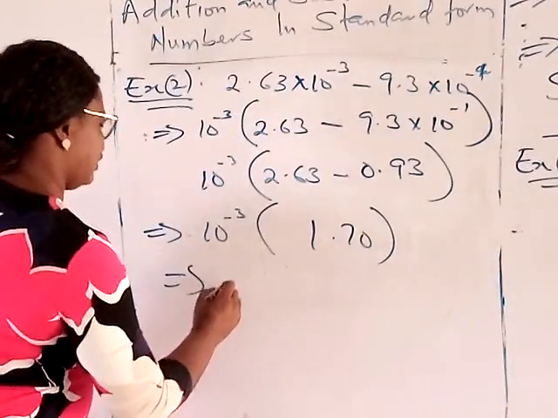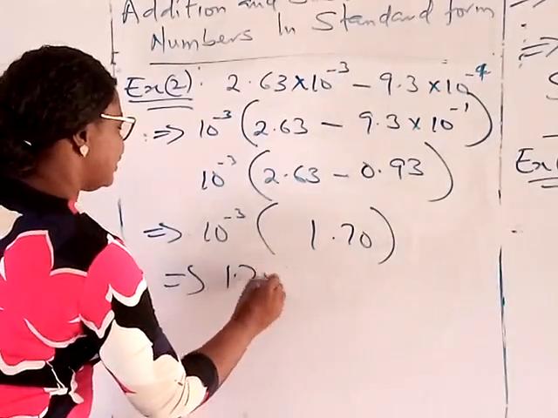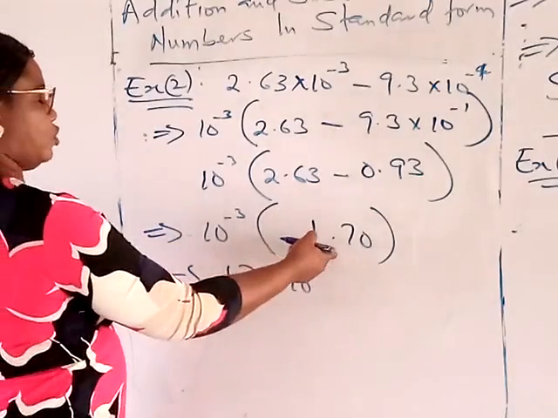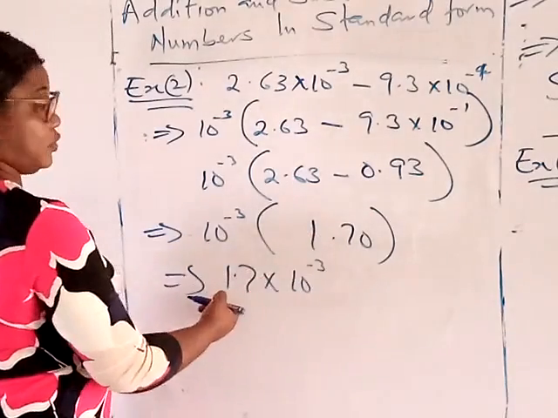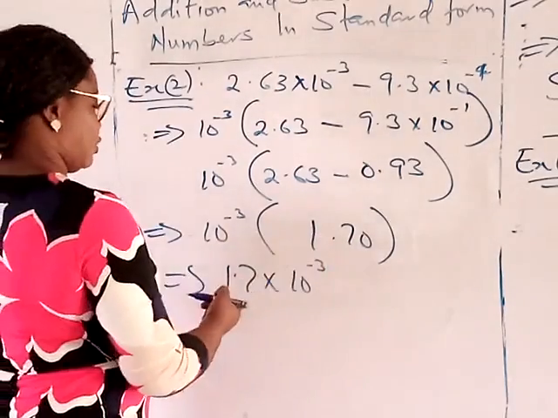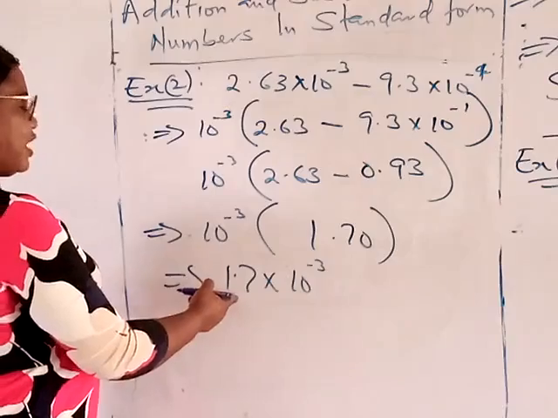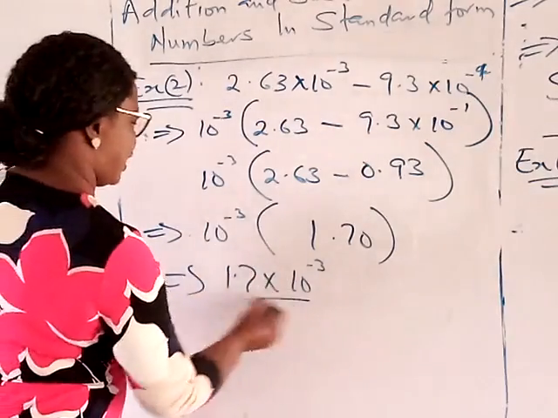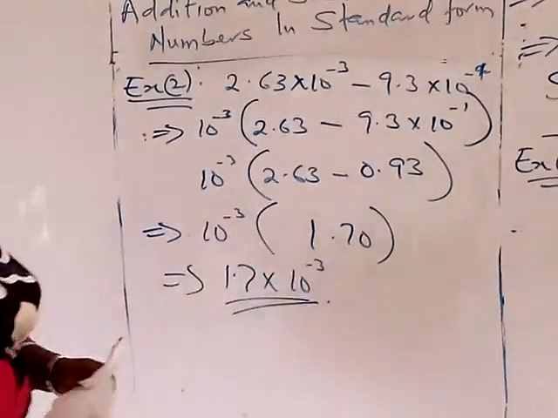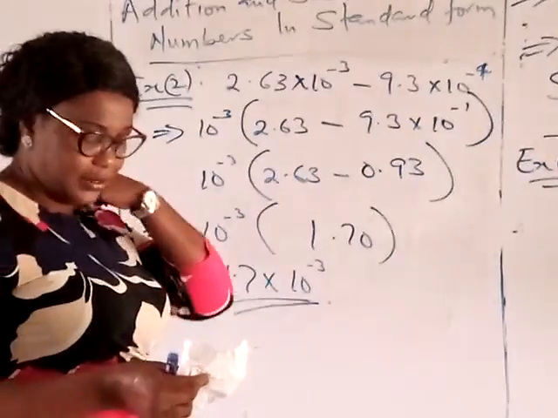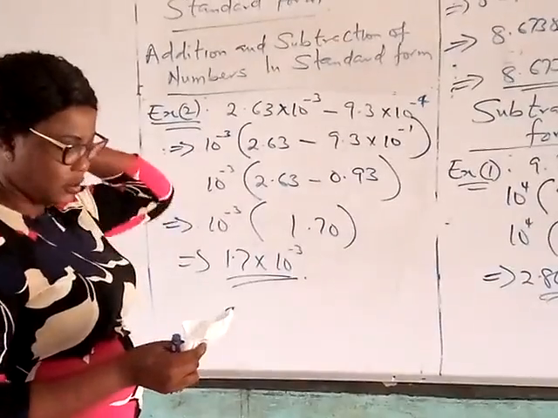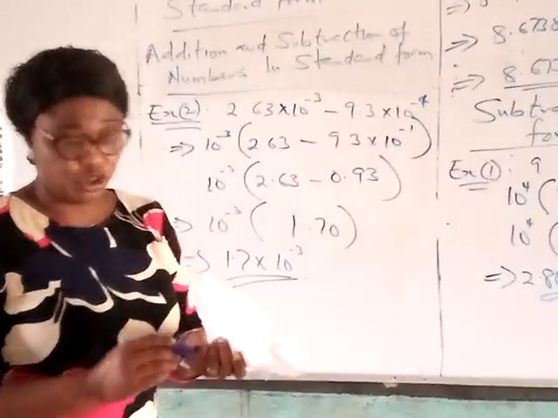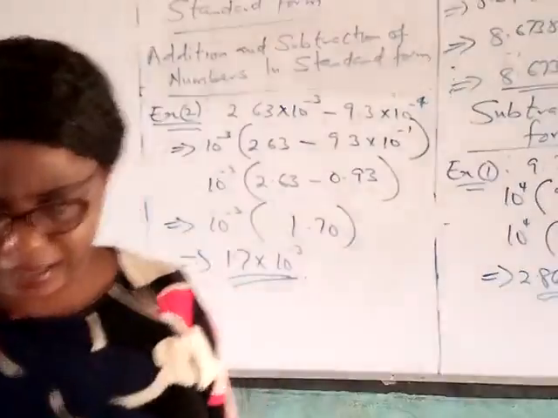And the final answer is now going to be 1.7 times 10 raised to the power minus 3. This also has conformed to the rule of standard form, 1.7. 1.70 is as good as 1.7. So 1.7 has already conformed to the rule of standard form. So we are going to leave our answer like this. So with that, I want to believe that we are okay with addition and subtraction of numbers in standard form.